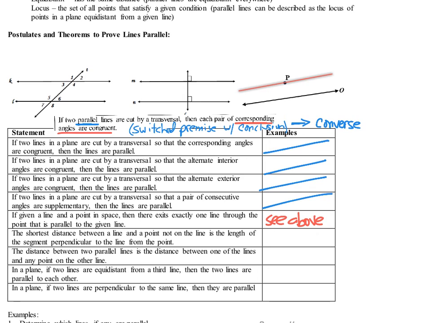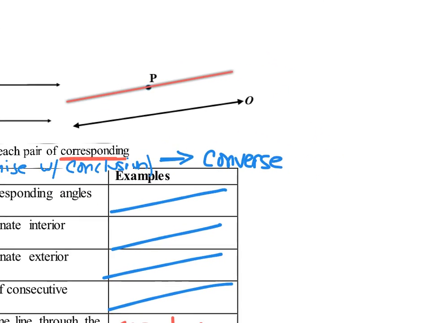Shortest distance between a line and a point not on a line is the length of the segment perpendicular to the line from the point. That's a mouthful, but all that's saying is if I wanted to find the distance between these two lines, then all I would do is find that perpendicular distance. All right, this would be the shortest distance.